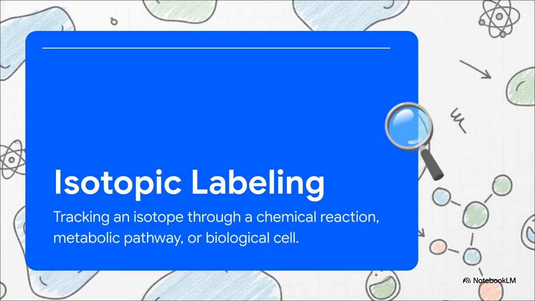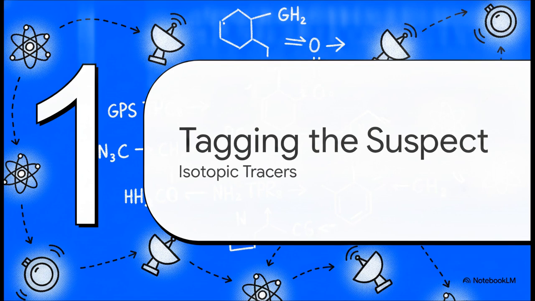The very first tool in our detective kit is something called isotopic labeling. Think of an isotope kind of like an identical twin who's just slightly heavier. It has a variation in its neutron count, which means it behaves exactly the same in a chemical reaction. But that tiny bit of extra weight? That allows us to track its exact movements, like a microscopic GPS tracker, right through a biological cell or a metabolic pathway.